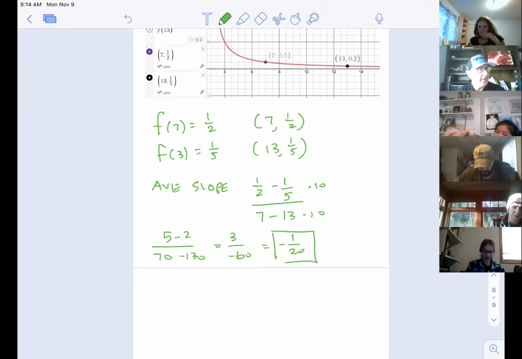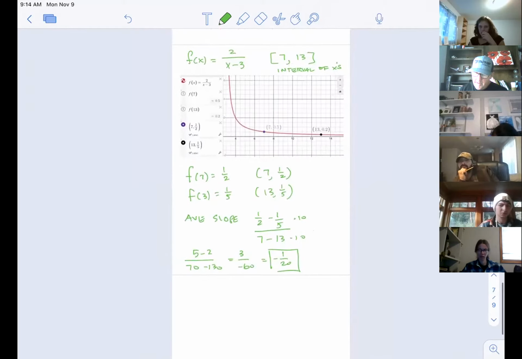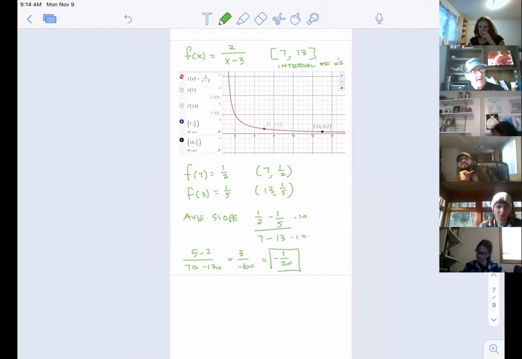Let's see, double check. Did I screw anything up? 5, 2, 70, 130, negative 1/20. I don't think I did. Looks reasonable in the picture. Small negative number. Cool. So the question is, can I find a place on the curve that has exactly the same slope? Well, I got to take its derivative.